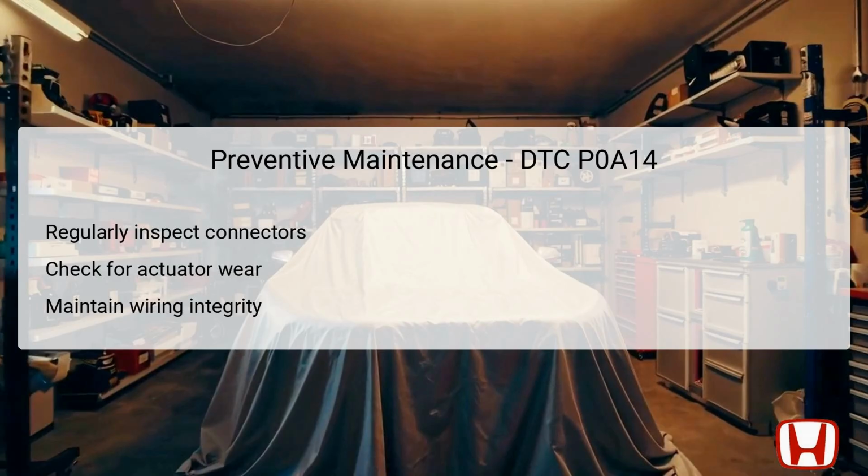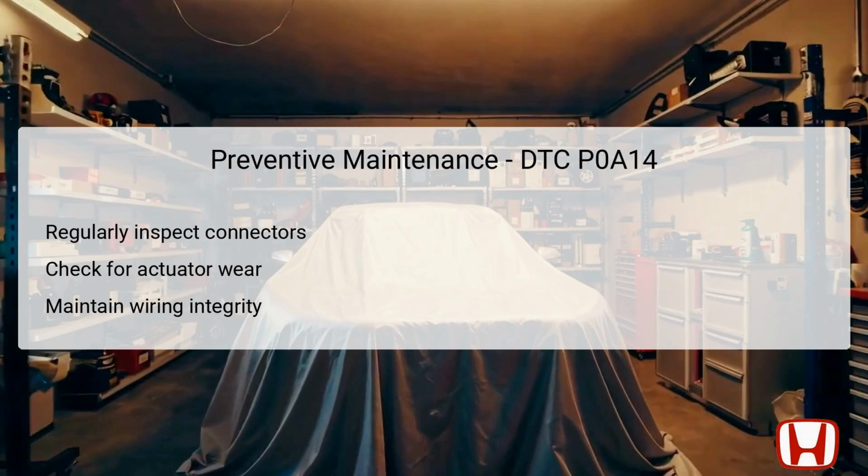Preventive maintenance is essential in avoiding future issues with the front engine mount actuator circuit. Regular inspection of connectors ensures that no corrosion or dirt buildup could hinder connectivity. Furthermore, checking for actuator wear on a routine basis can provide early indications of impending failure, allowing for timely replacement before failure occurs. Maintaining the integrity of the wiring is equally vital.